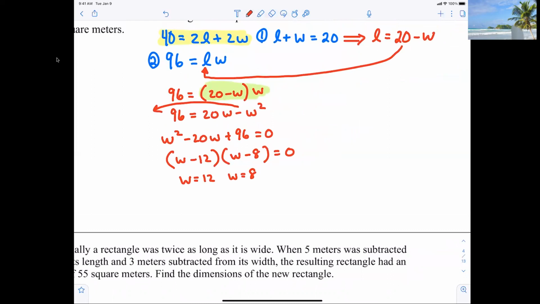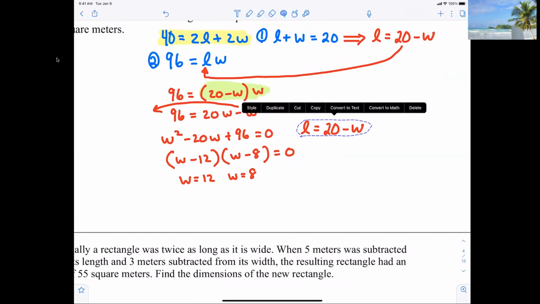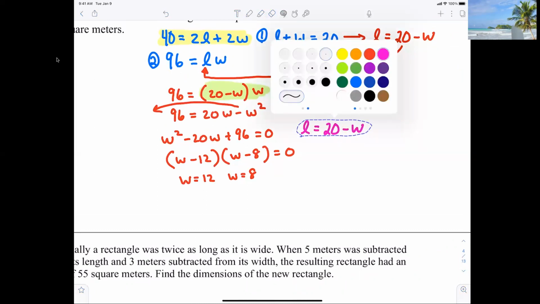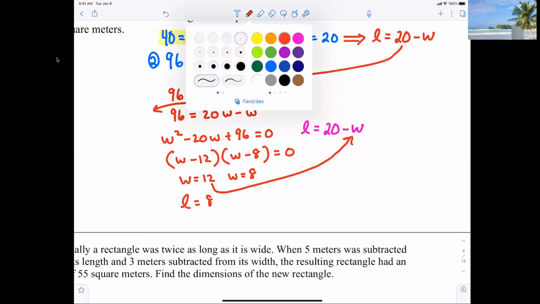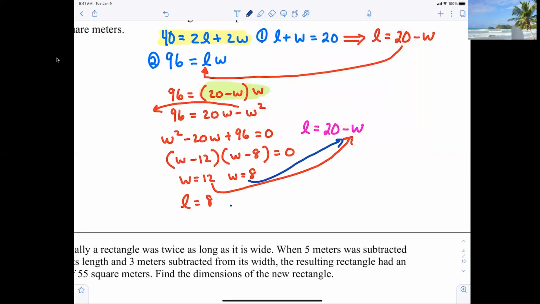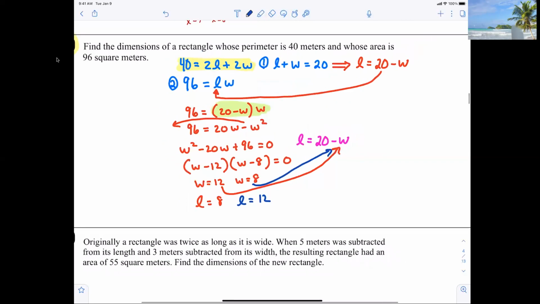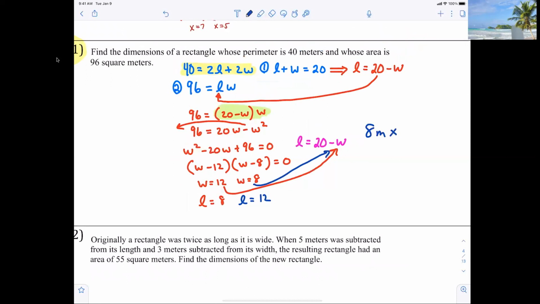Well, we have our equation, so I'm just going to bring it down so I can show you. Now we have the length is 20 minus W. So if W is 12, then the length would have to be what? 8. And if W is 8, the length would have to be what? 12. Are they the same answer? Yeah, same answer. For a rectangle, the length and width are interchangeable completely. So the answer is just 8 meters by 12 meters. And if you put 12 meters by 8 meters, I'm okay with that.